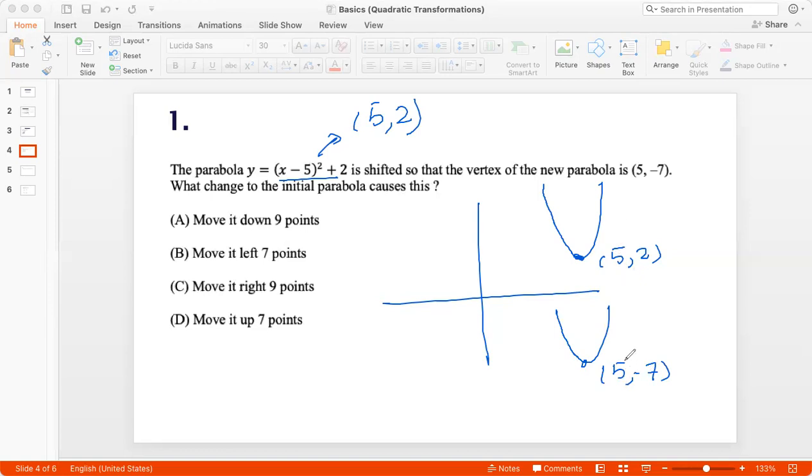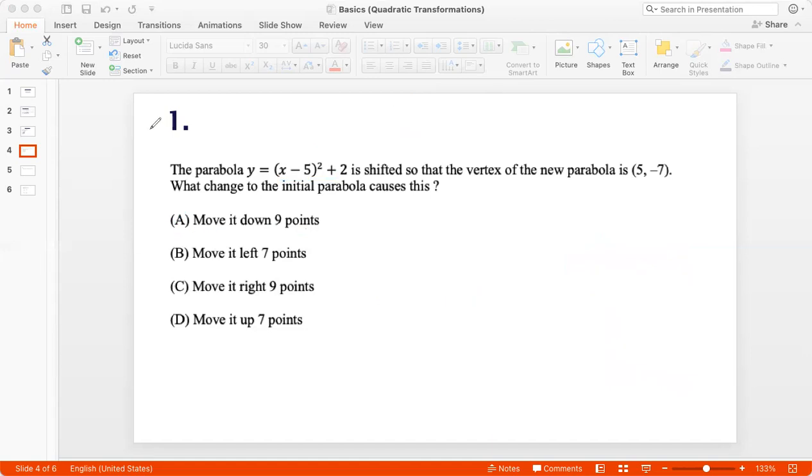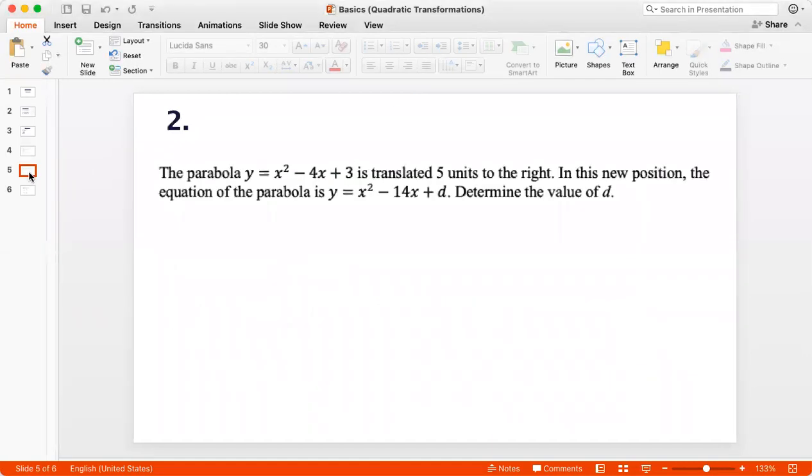So the x values are the same, but the y value has gone from 2 to negative 7, which means there were 2 units here and there were 7 units here. So I have shifted the original parabola 9 units down to get the new parabola. And so I'm moving it down 9 units, option A. Okay, let's look at the second question.